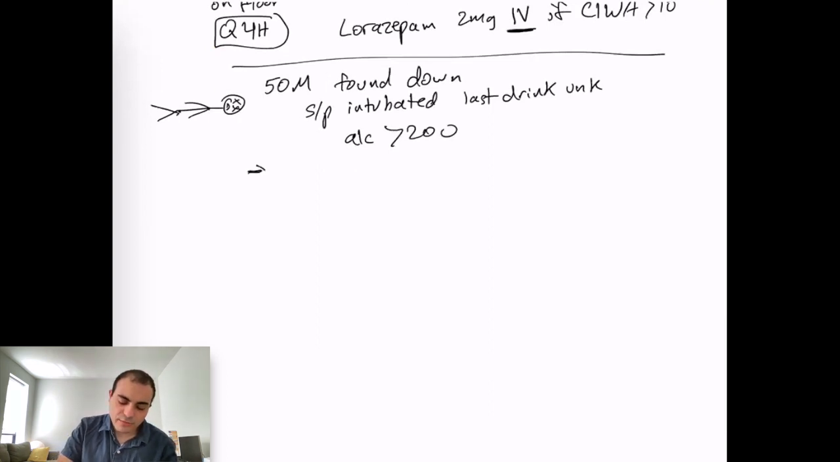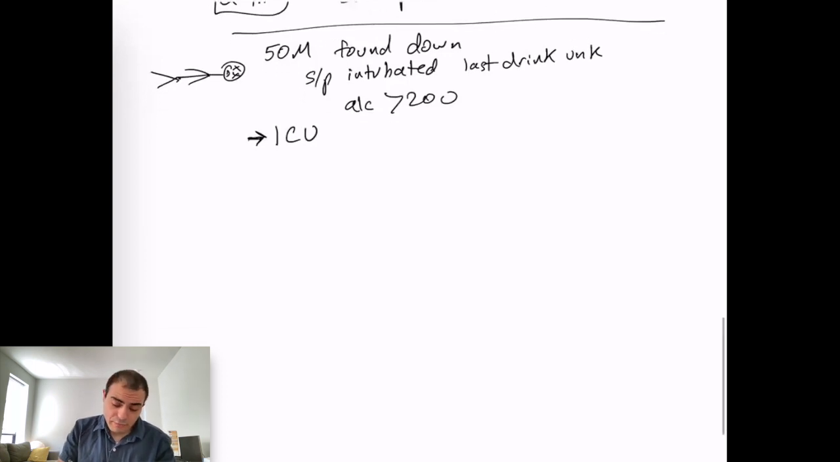First of all, where are they going to be admitted? To the ICU. Yeah, they're intubated. They need vent management. They're going to the ICU. Awesome. So for this person, because their last drink is unknown, you really need to treat the withdrawals. But unfortunately, you can't assess the CIWA score at this point.